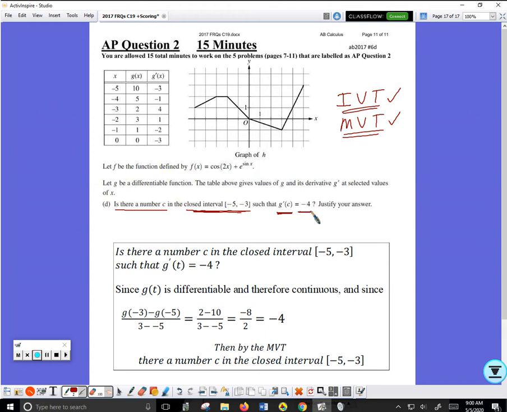Well, it's possible you could use either one, because they want me to identify if there's a value of G prime being -4 on this interval. So I check right here. Let's see. X equal -5 to x equal 3. So I'm looking at this interval. G is a differentiable function.